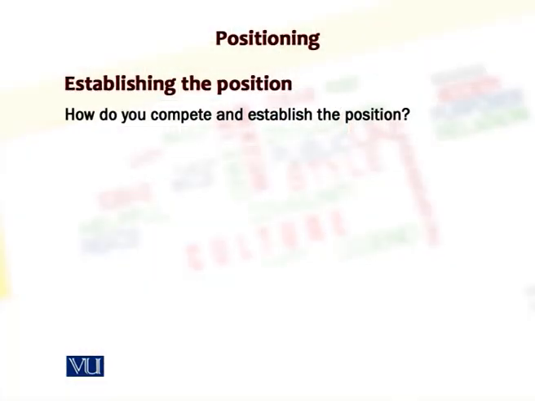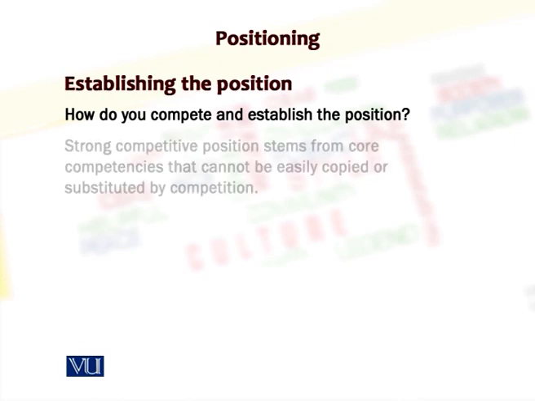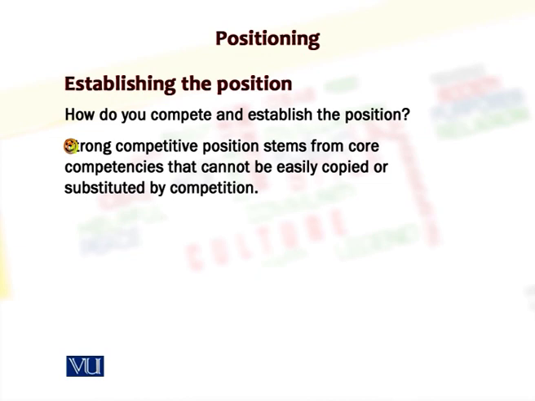Now, the next question is, how do we establish this position that I'm talking about? We have to go back to the concept of strategic intent. We know that it basically is the function of the resources, our capabilities, and core competencies. Out of all that flows our sustainable competitive advantage. And sustainable competitive advantage is the one which is not easy to copy, which is not easy to substitute, and which is something that we can sustain for a long time to come.